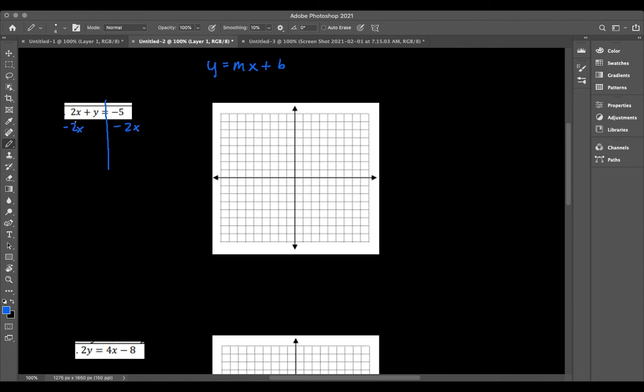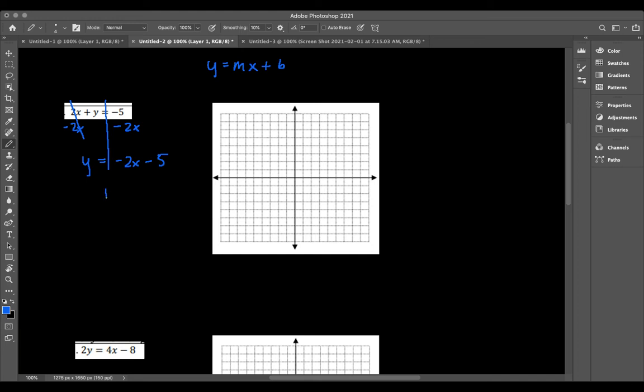Now, I wouldn't divide. Some people like to do that, but you want to minus 2x from both sides of the equation because it's positive 2x. So that cancels, and we end up with y equals negative 2x minus 5. And lo and behold, there is our y equals mx plus b form right there. So then all we have to do is graph this portion.